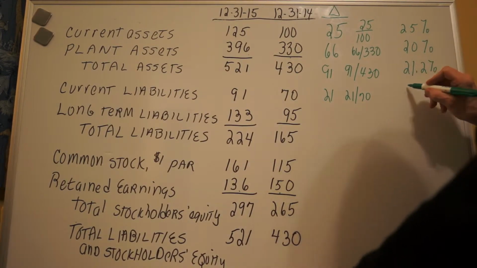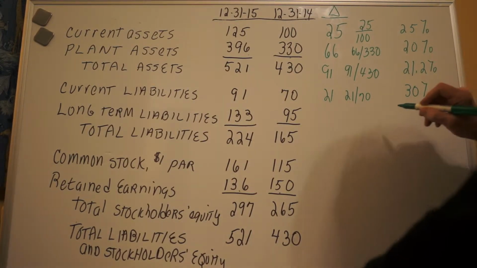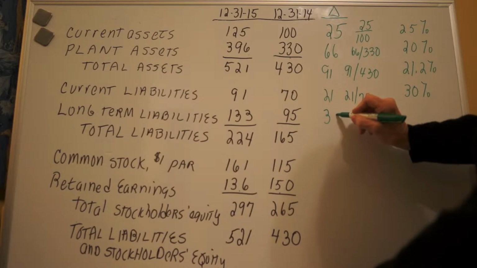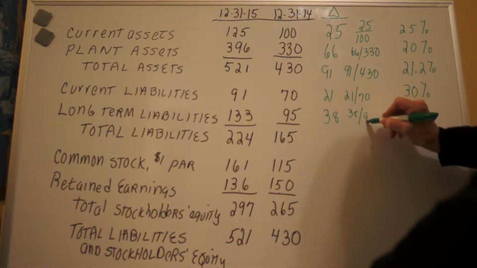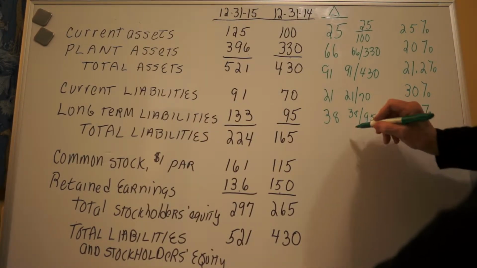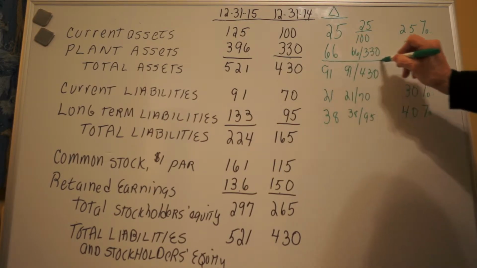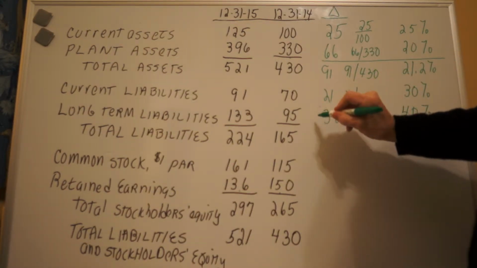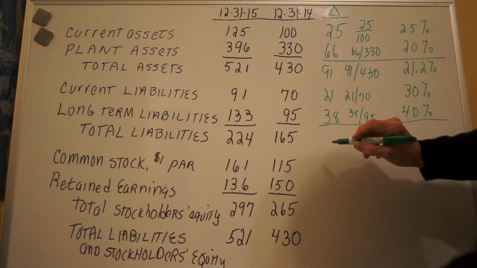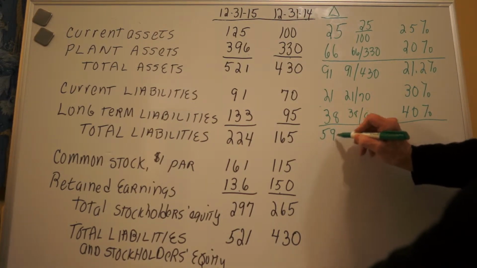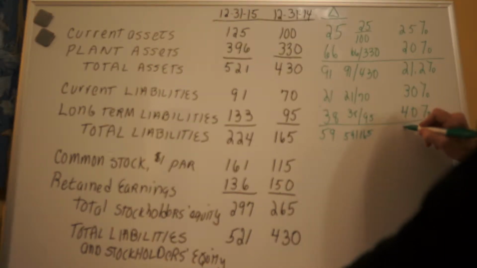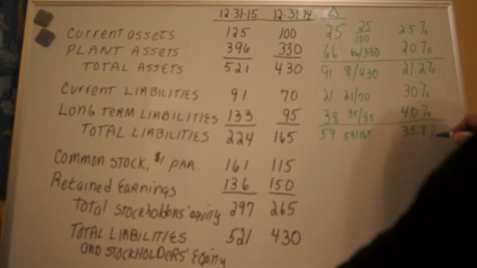You can see where if you're working with Excel, you can just set this up as a formula and you're done very fast. Okay, so long-term liabilities, the change is 38. 38 divided by the base year gives you 40%. And total liabilities, let's see, we can make this a little clearer here. This is our current, that's our total. And then I'm going to total our liabilities now. Okay, so 224 minus the 165 is 59. 59 divided by the base year gives us a 35.8% increase in our liabilities.